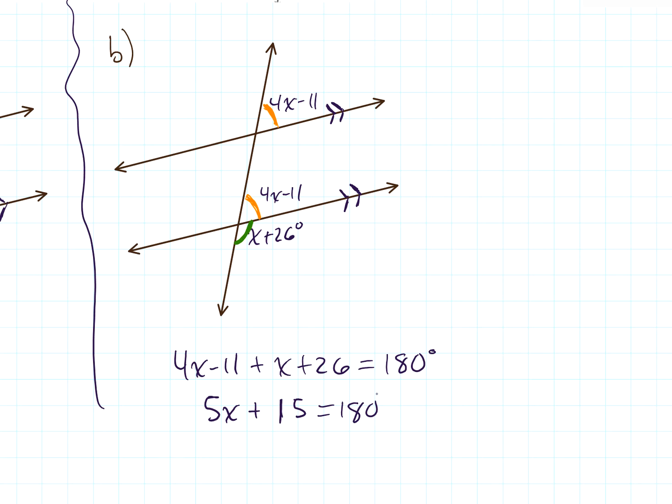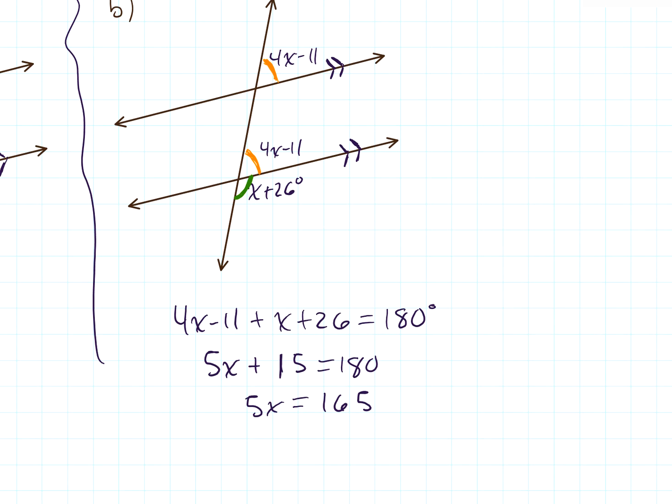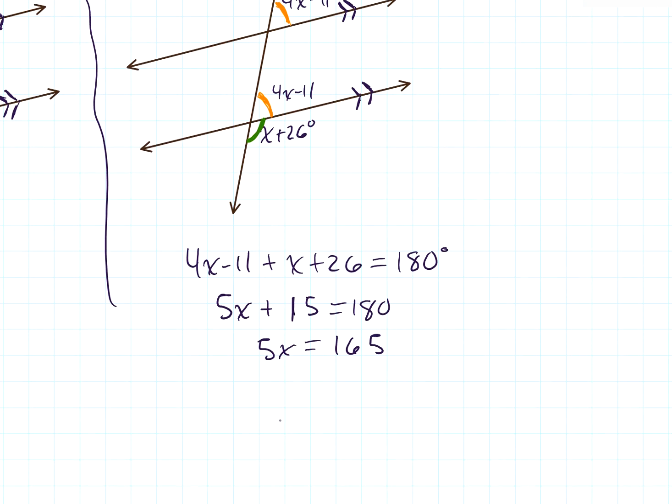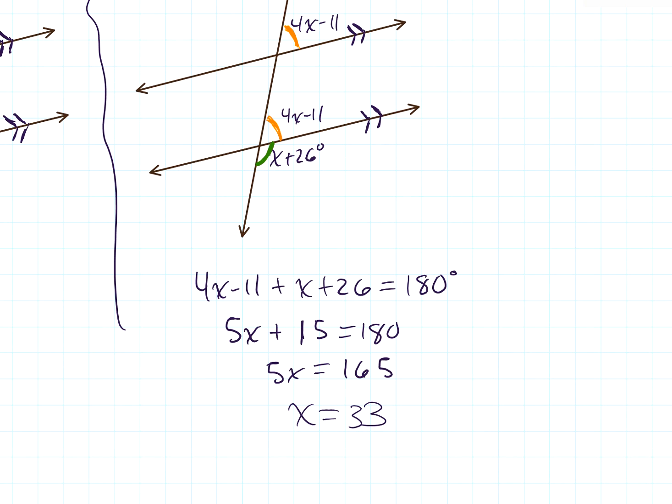Next, we're going to go ahead and subtract 15 from both sides. That gives us that 5x is equal to 165. And then finally, if I divide both sides of this by 5, we get that x itself is 33. Now, if x is 33, I can use that information now to find these angles.